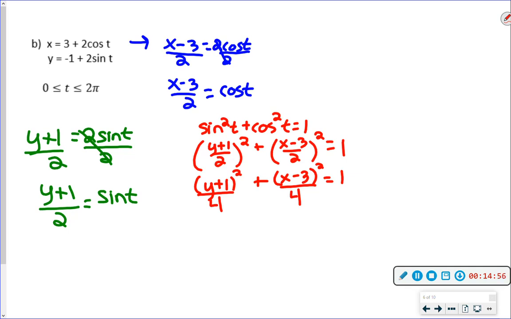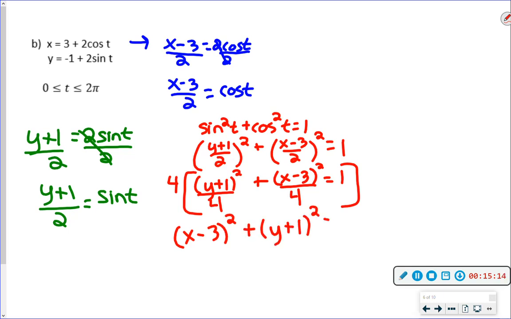And this is just me, I like the variables in alphabetical order. So I'm going to flip-flop that left side. I'm going to put the x first. So I'm going to times everything by 4, and we can handle it. So I'm just going to rearrange here. 1 times 4 is 4. So there's my equation, which we should recognize from geometry is an equation of a circle.